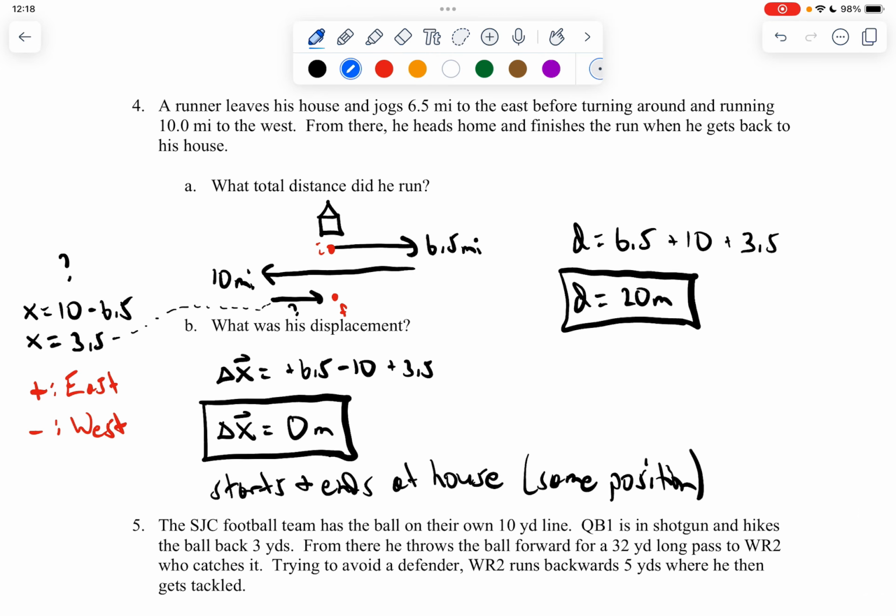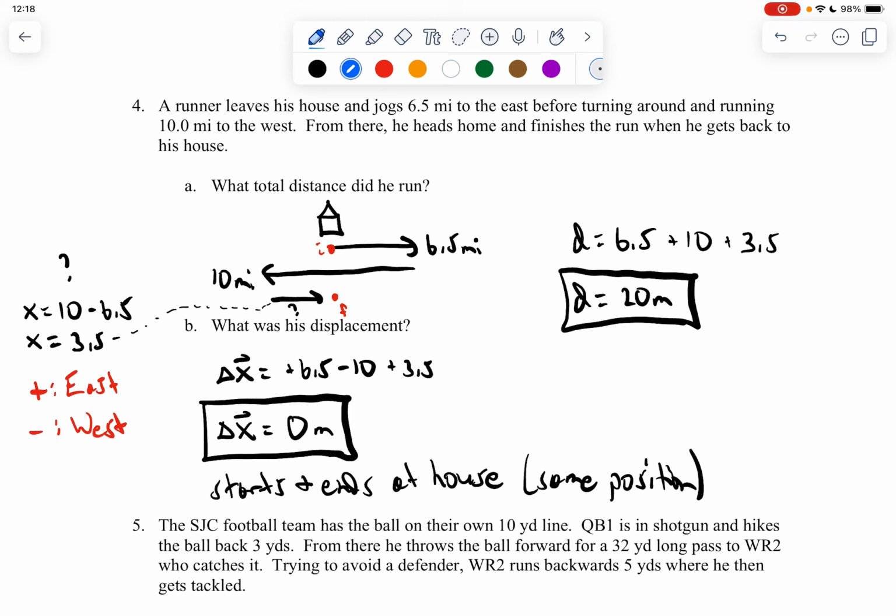For question 4, we have this runner who is going to leave from their house and jog 6.5 miles going to the east. They then turn around and run back 10 miles to the west. And then for their last and third leg of their journey, they then head home and they finish the run where they started.